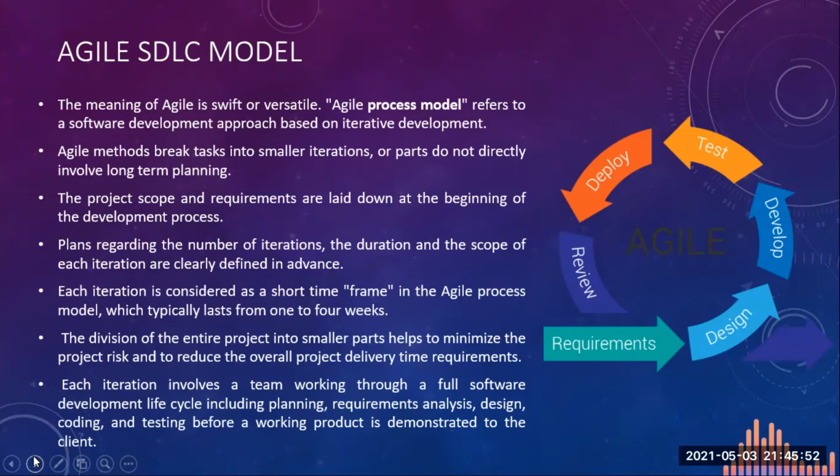Each iteration is considered as a short time frame in the agile process model, which typically lasts from 1 to 4 weeks. The division of the entire project into smaller parts helps to minimize the project risk and to reduce overall project delivery time requirements. Each iteration involves a team working through a full software development lifecycle, including planning, requirement analysis, design, coding, and testing before a working product is demonstrated to the client.